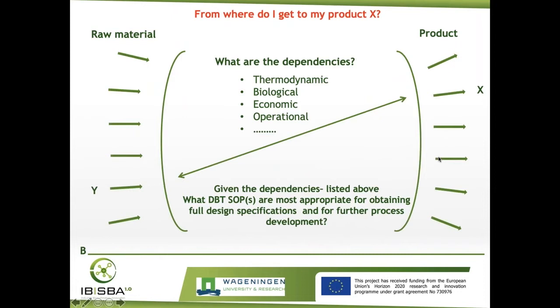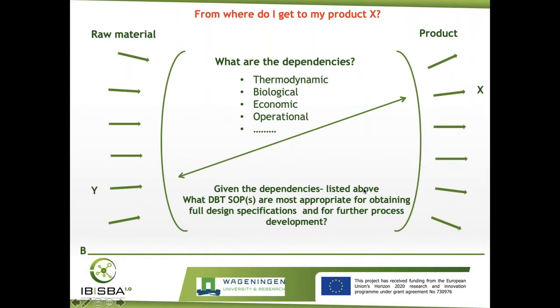We go on now. In biotechnology, we want to produce a particular compound, X, and we have certain raw materials. So usually the question is, how do I get to my product X from raw material Y? So we need to look into the dependencies. There are thermodynamic dependencies, biological dependencies and constraints. Usually we need to take into account a number of dependencies that I show here: thermodynamic, biological, economical, and operational.